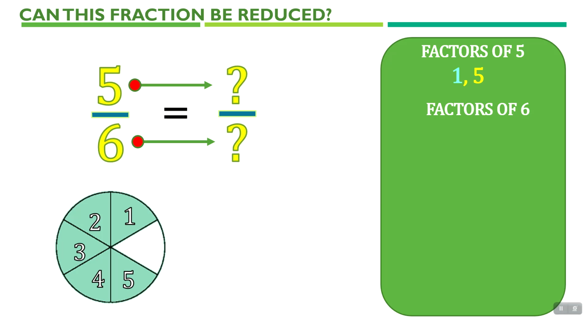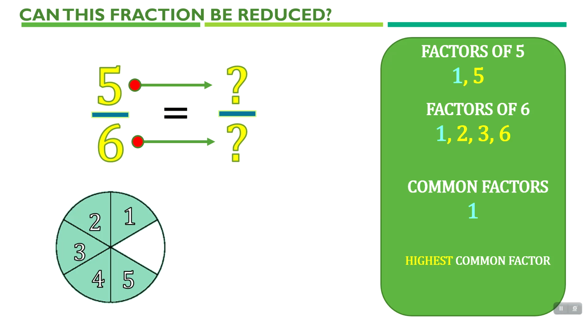What are the factors of 6? What two numbers can we multiply to give us 6? 1, 2, 3, and 6. We know 1 times 6 is 6, and 2 times 3 is 6. What are the common factors, those numbers that are the same in both? If you notice, there is only the number 1, and therefore the HCF of 5 and 6 is 1.